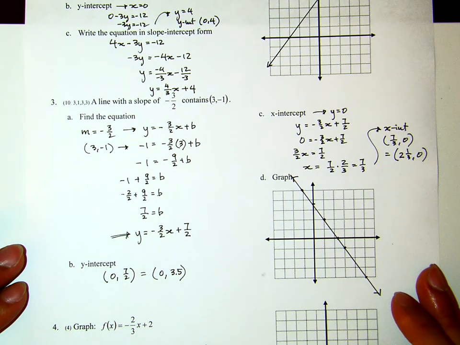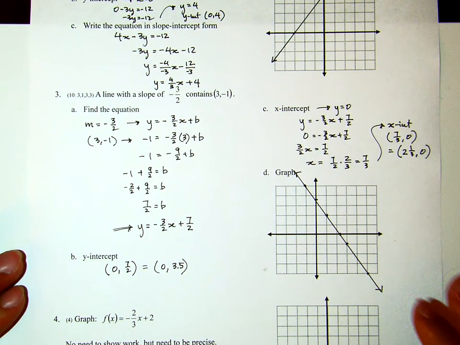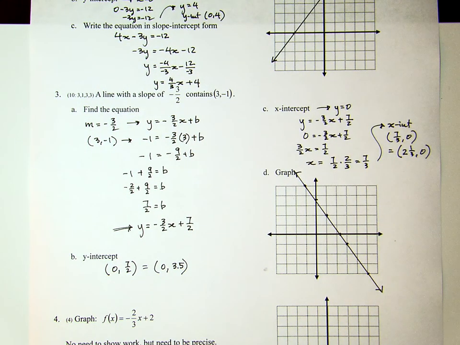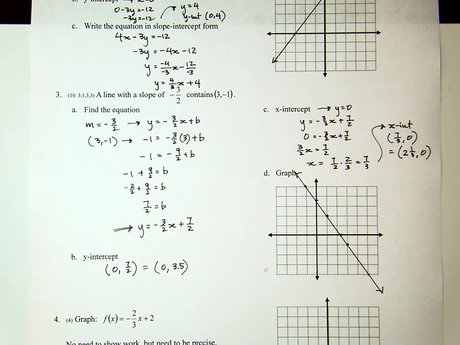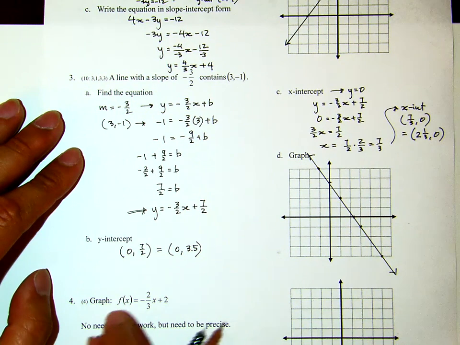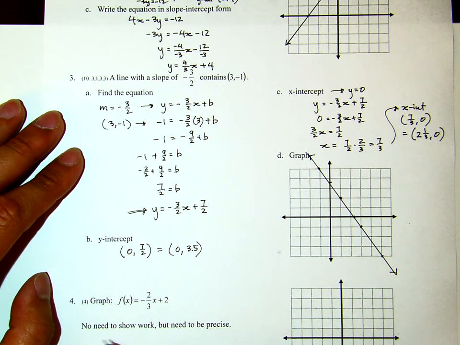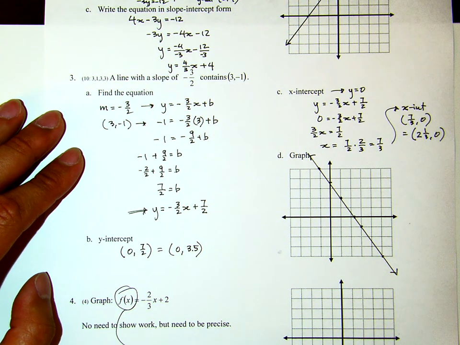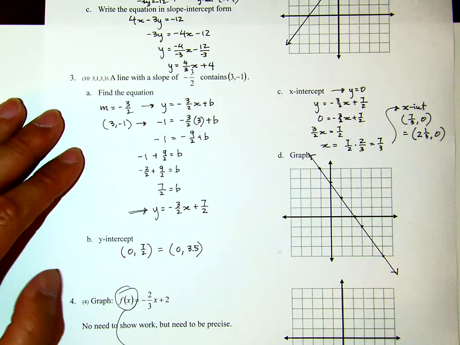Okay, let's put it here. That's for number 3. Let's do number 4. We need to graph this function, right? You don't need to show work, but you need to be precise. Remember that f(x) can be replaced by y. y equals negative 2 over 3x plus 2. That's what we need to graph.